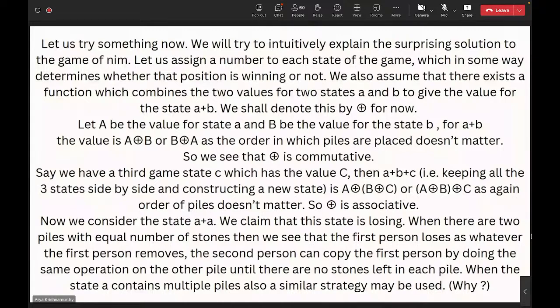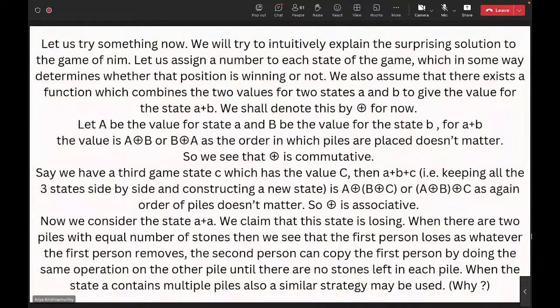So what if there are multiple piles? What if we have, let's just say, 4 piles, 2 with X stones and 2 with Y stones? Here, this is also a losing state, and it's quite simple to think of it. This state, which has 2 piles with X stones each and 2 other piles with Y stones each, can be thought of as the state A plus A, where A refers to the state where there are X stones in one pile and Y stones in another pile.